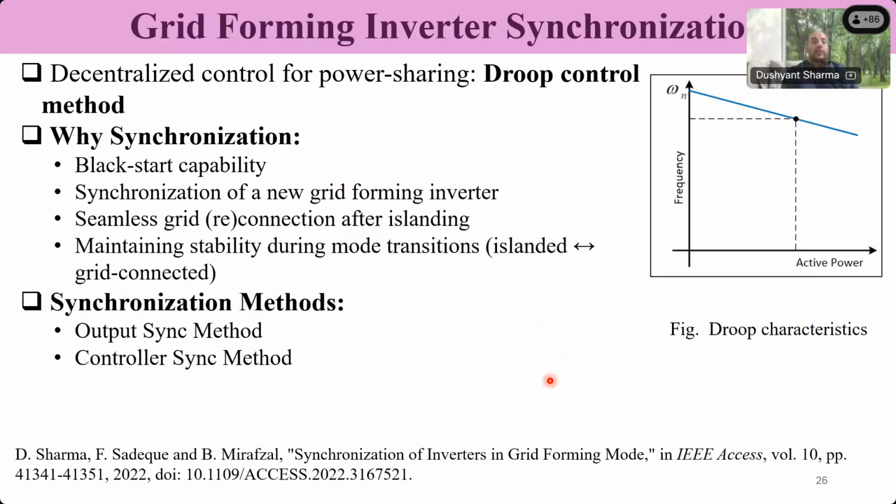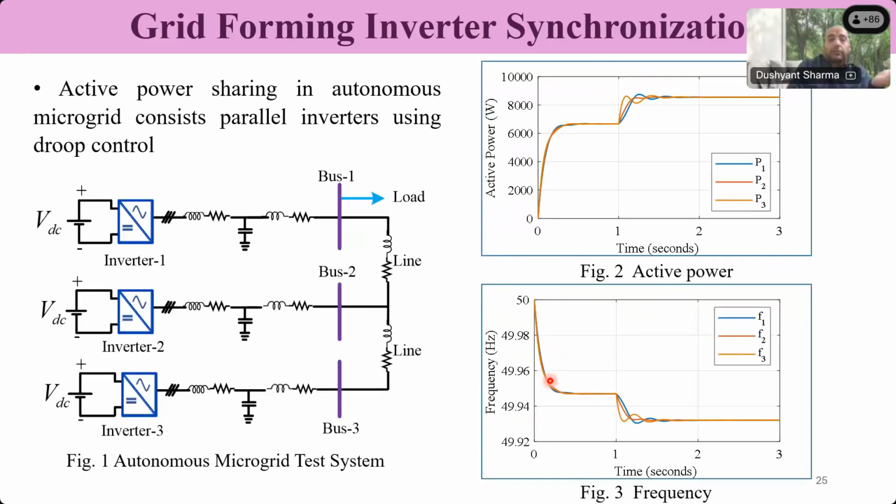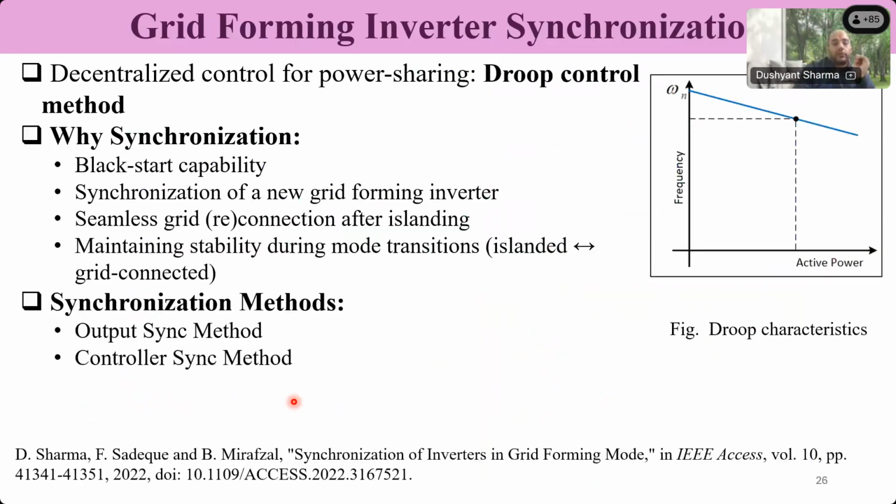So in the grid forming synchronization, again, as I told, the first case is that a new source is coming, or even one of these three sources is out due to tripping, due to failure, or whatever be the reason, and it wants to connect again. If it wants to connect again, it has to be synchronized. It cannot just randomly connect. So the point is whether a new source is coming or the old source getting disconnected is getting reconnected, it has to be synchronized in grid forming mode.